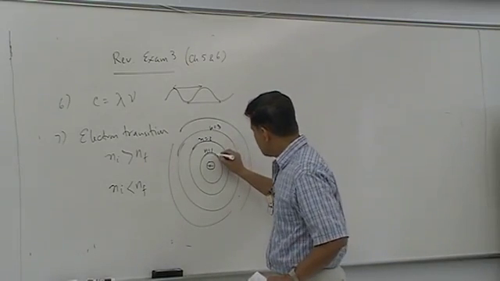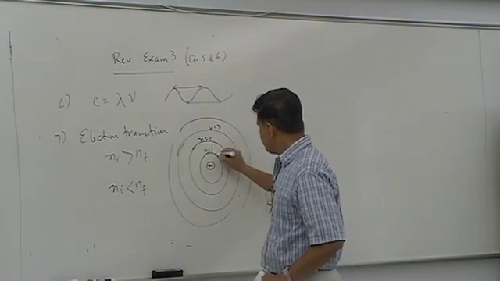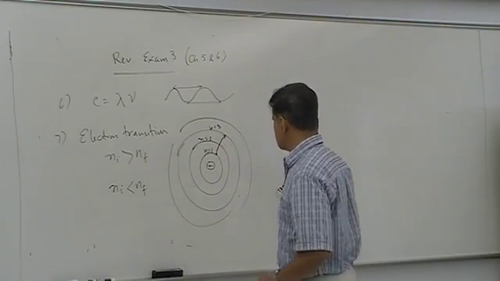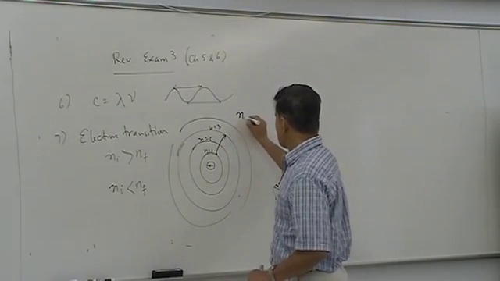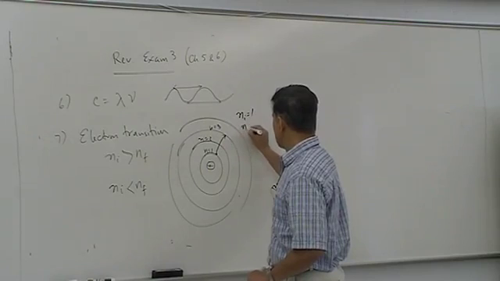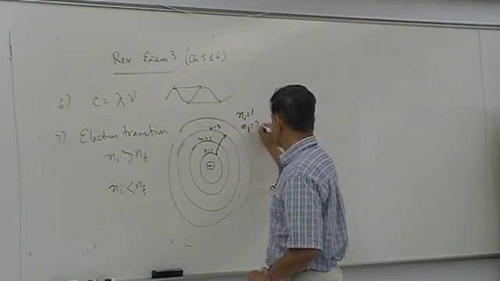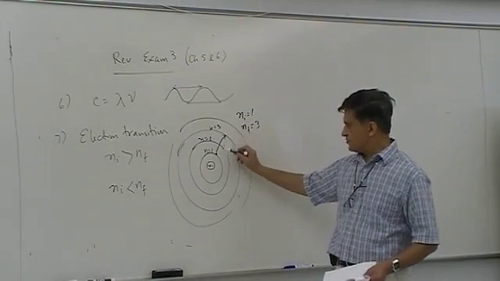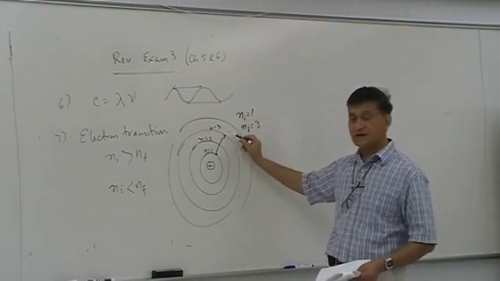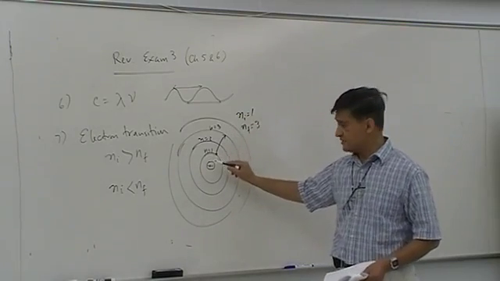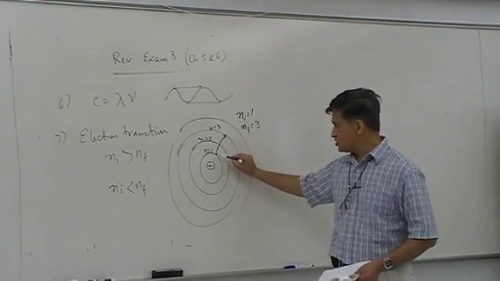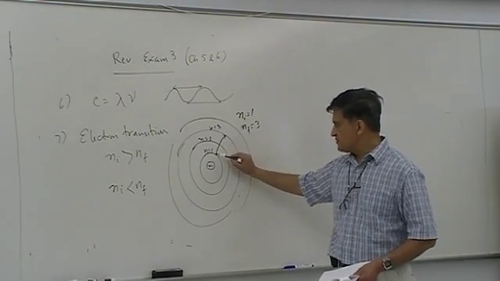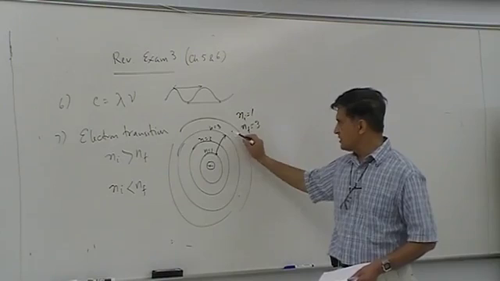Say an electron initially here is jumping to here. So in that case, Ni equals 1 and Nf, for final, is 3. It's like you're going from the first floor to the third floor. You need to put in some energy, otherwise you can't go up. Same is the case with an electron. It needs to absorb energy in order to go from level 1 to level 3.